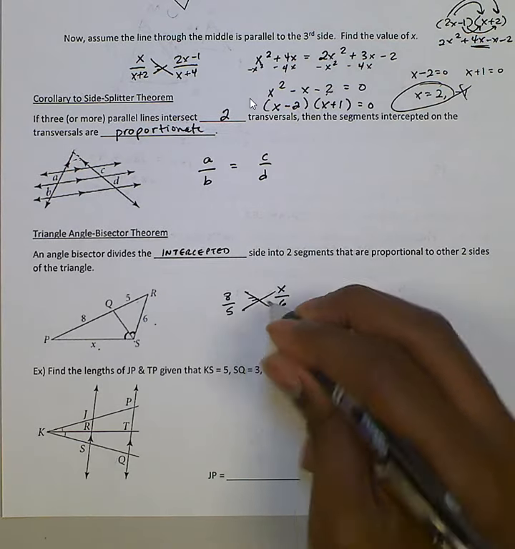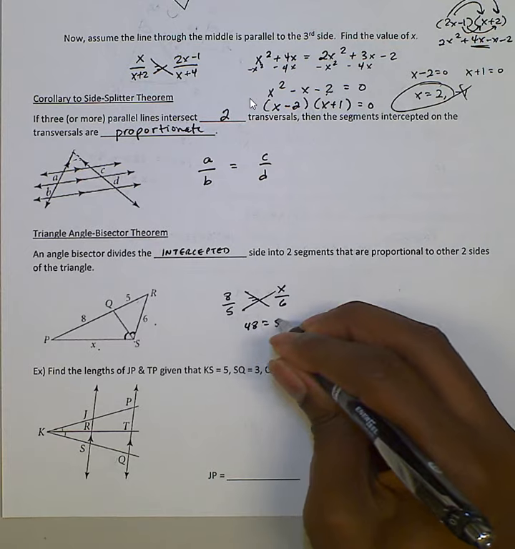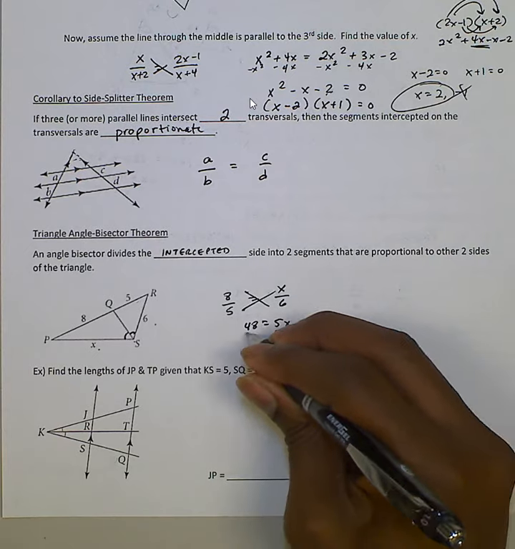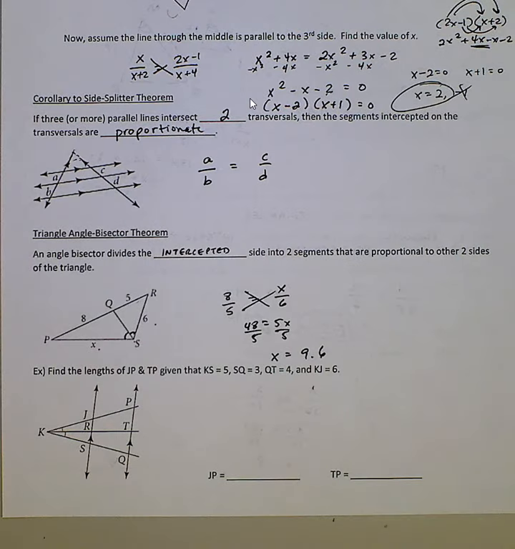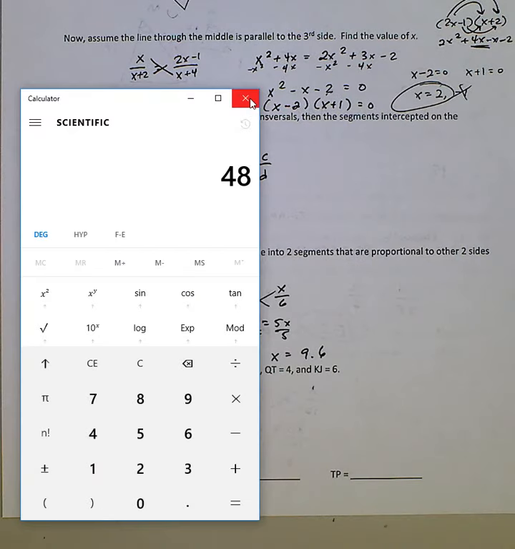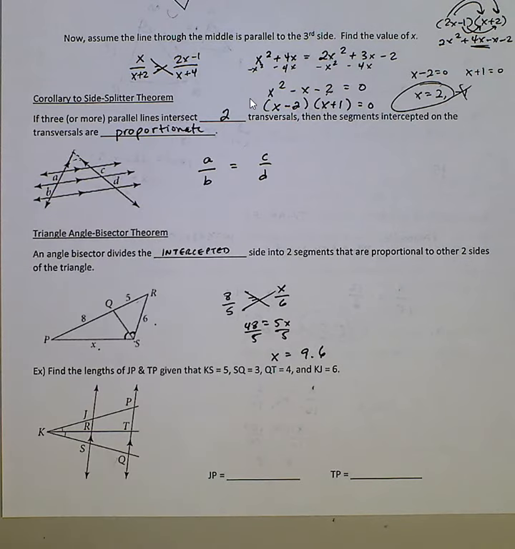And so 48 equals 5x, divide by 5. X will be 9.6. Pretty sure. Okay. And so x is 9.6.